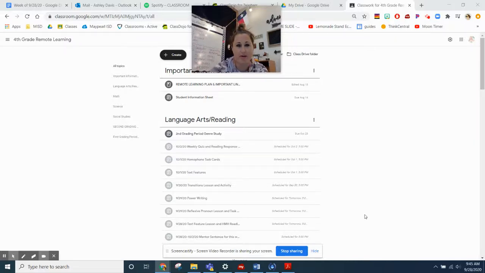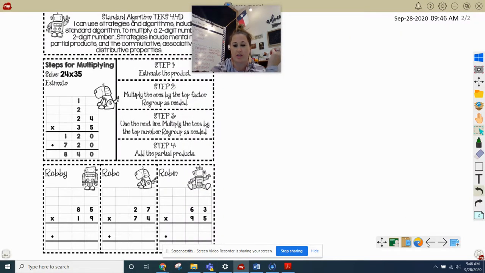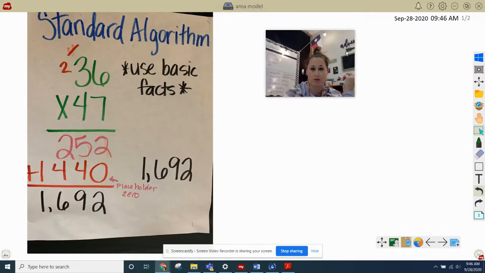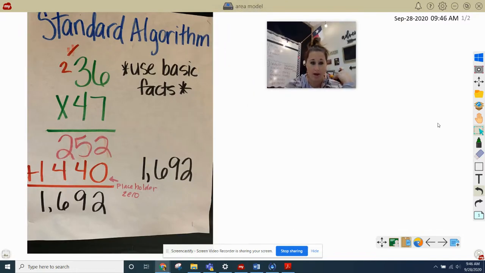Hey guys, so today we're going to continue talking about the standard algorithm of multiplying whole numbers. This is our second strategy on how to multiply 2 by 2 digit numbers. Yesterday you practiced multiplying 4 by 1 digit numbers and 3 by 1 digit numbers. So today we're going to go on and do 2 by 2 digit numbers. Now this is the strategy that your parents probably learned growing up and how I learned growing up.